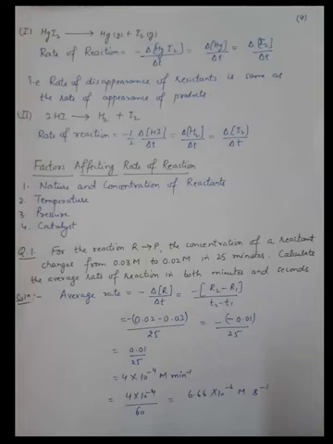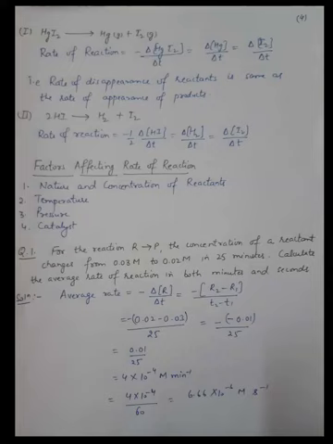Now the factors affecting the rate of reaction. Number 1, nature and concentration of reactants. Number 2, temperature. Number 3, pressure. And number 4 is catalyst. We will discuss all these factors later because this is given at the end of the chapter.